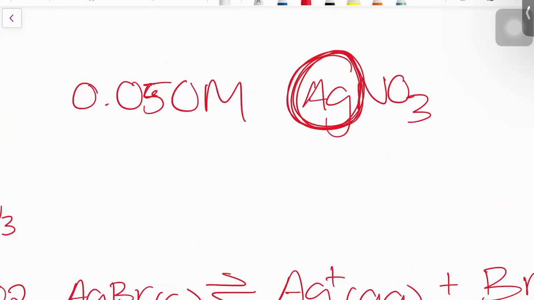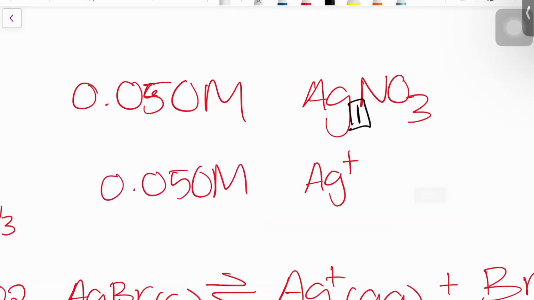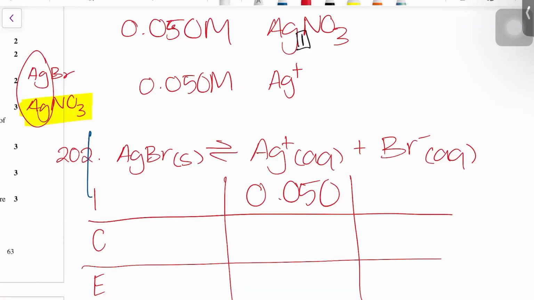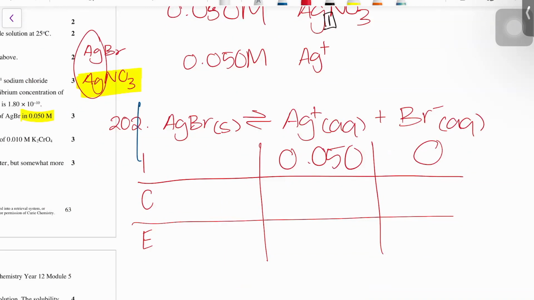Just by looking at the ratio, if I have 0.05 molar AgNO3, how much Ag+ do I get from that? It's a 1-to-1 ratio, so that's how much I have initially. That just goes into my initial box now. The only thing that changes when you're doing common ion effect is the initial box: 0.050. Is there any bromine in my silver nitrate solution? No, which means even though I have some Ag, my initial concentration of Br is still 0. If it's not the common ion, it's not in there.